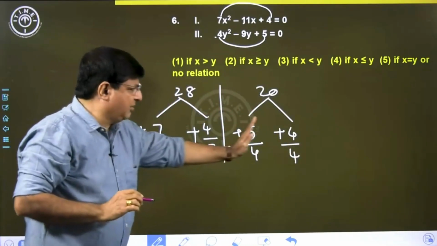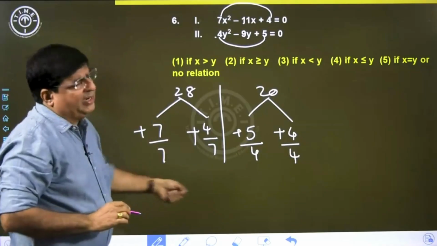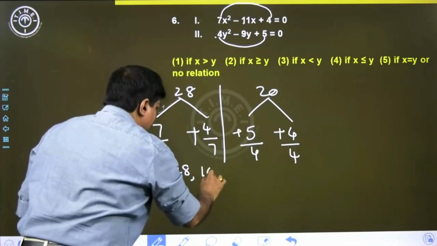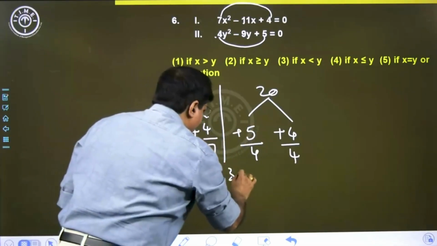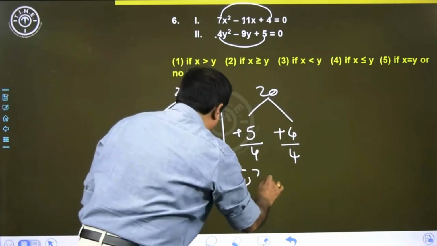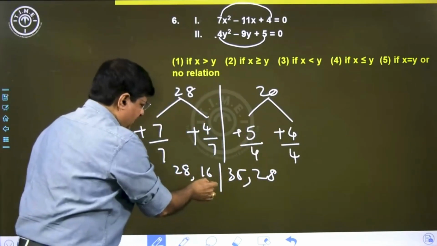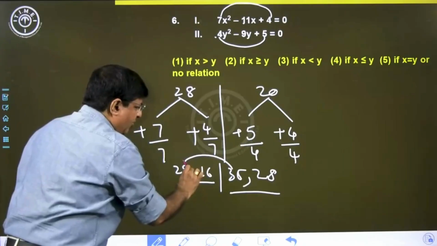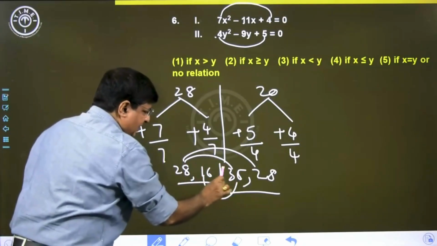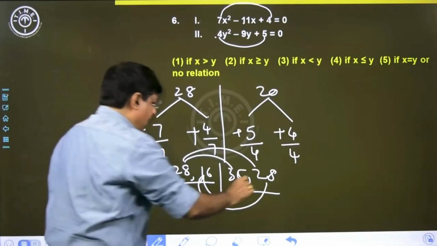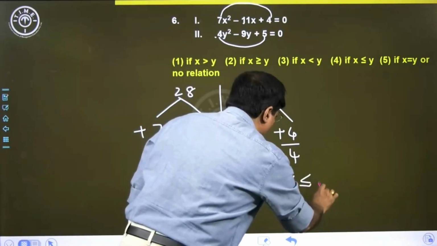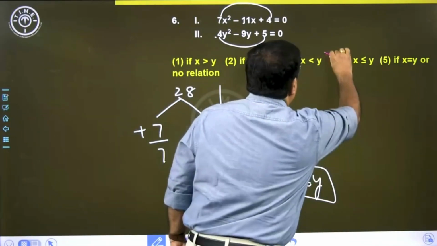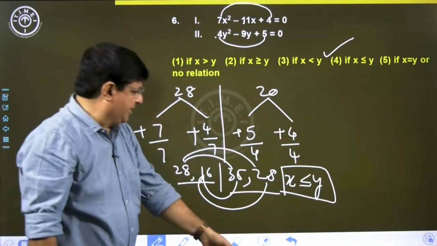Now instead of comparing these fractions, I told you, get this 4 here, take this 7 there. 4, 7, 28. 4 4s, 16. Compare with 7 into 5, 35. 7 into 4, 28. Now compare. 28 less than 35, 28 equal to 28. 16 less than 35, 16 less than 28. So x is less than or equal to y. Where is the option? Less than or equal to y. Option number 4. Next question.